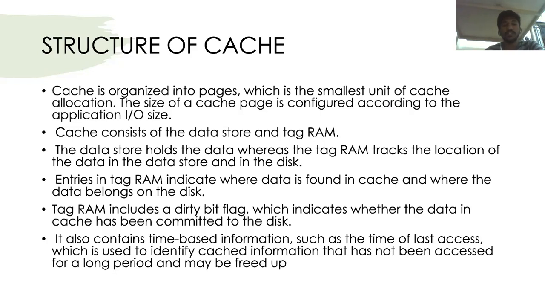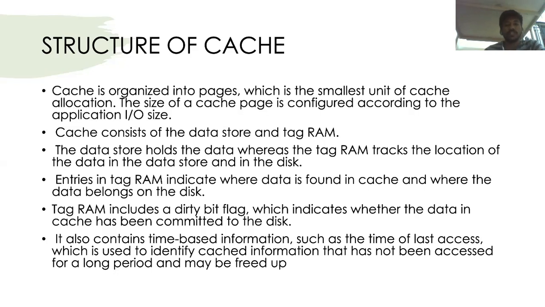Cache consists of the data store and tag RAM. The data store holds the data, whereas the tag RAM tracks the location of the data in the data store and on the disk. Entries in tag RAM indicate where data is found in cache and where the data belongs on the disk.